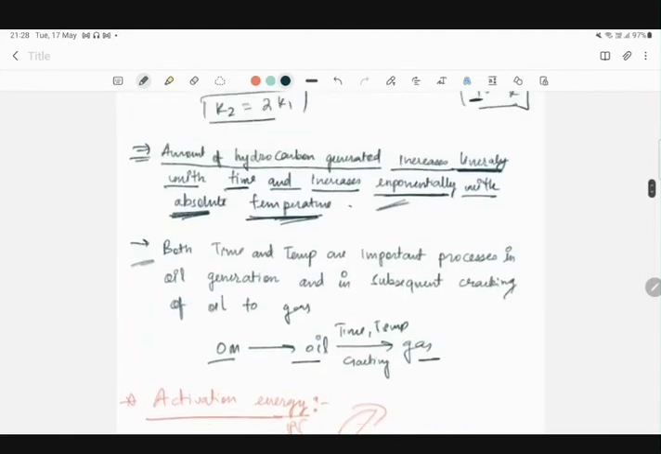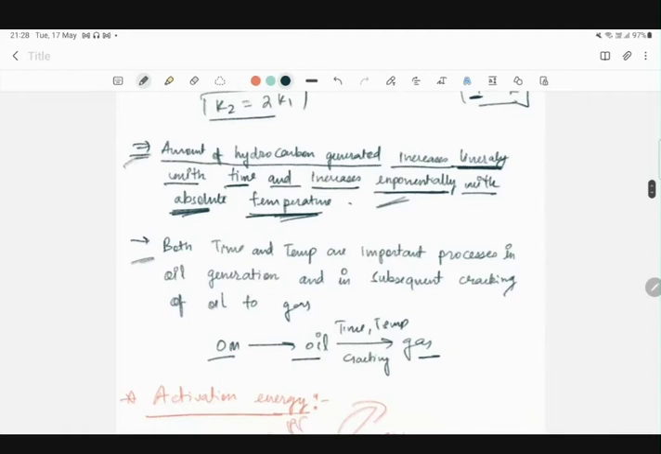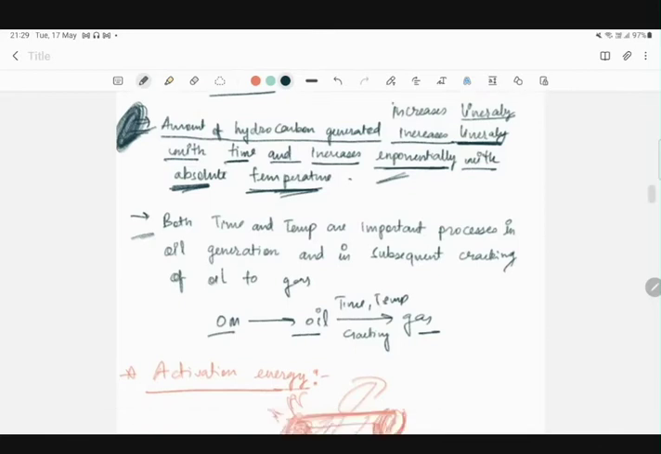So you guys can read this. Whoever is speaking now, can you please read out the sentence where I am circling? Yes, amount of hydrocarbon generated increases linearly with time and increases exponentially with absolute temperature.